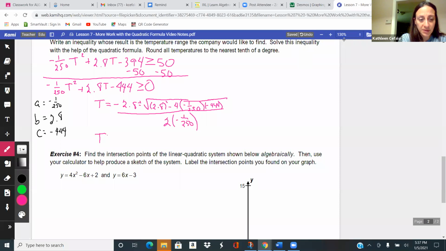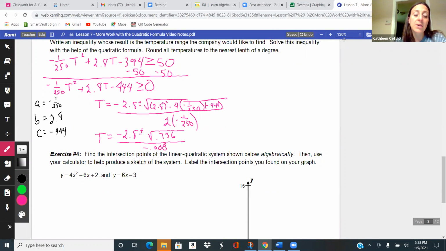Okay, so if we simplify this, I'm going to tell you what I got when I plug this in. I have negative 2.8 plus and minus, all of this stuff under the radical, when we simplified that down, 0.736. If you are not getting that, bring your questions to class and we'll try it in class together. Okay, and on the bottom, again, when we multiply that out, that's a negative 0.008.